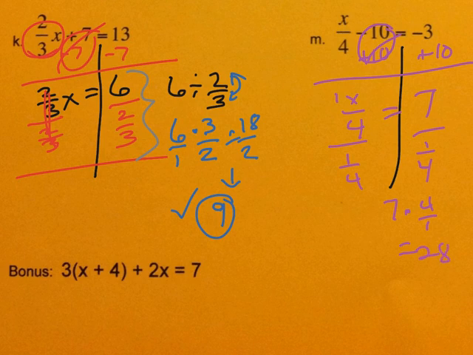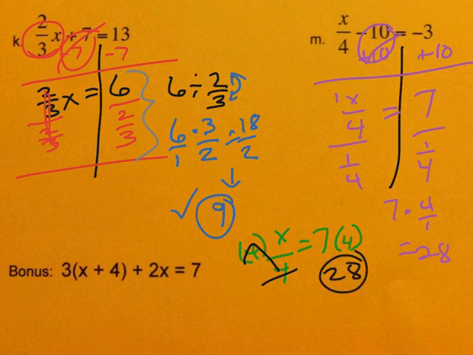Another way to think about that one is it was x over 4, or like divided by 4, and the opposite of dividing is multiplying. So I could have just multiplied both sides by 4, because check it out, there is a giant 1 right there. So either way, we still get 28 as our answer for that one.